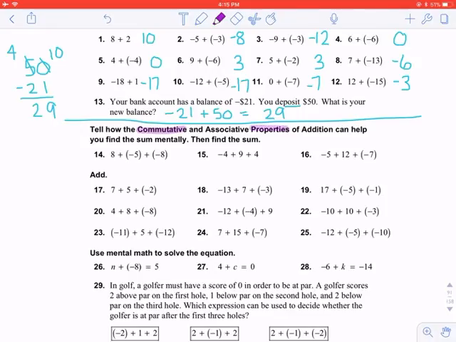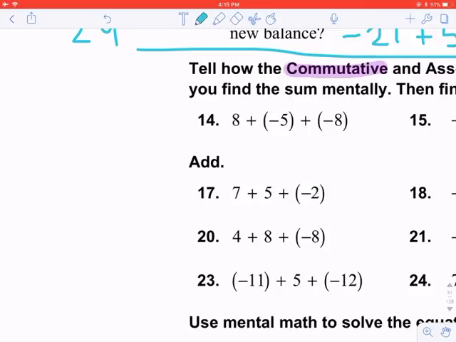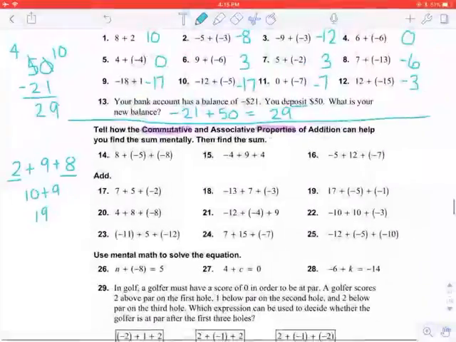is a rule that says if you add up a bunch of numbers, you could add them in any order that you want to. This might be familiar to you from elementary school. If you did a problem like 2 plus 9 plus 8, your teacher might have showed you how you could do 2 plus 8 first to get 10, and then you could do 10 plus 9, which is easier to do, to get 19. It's the same thing here. It's just a strategy of adding up the numbers in any order that you want.